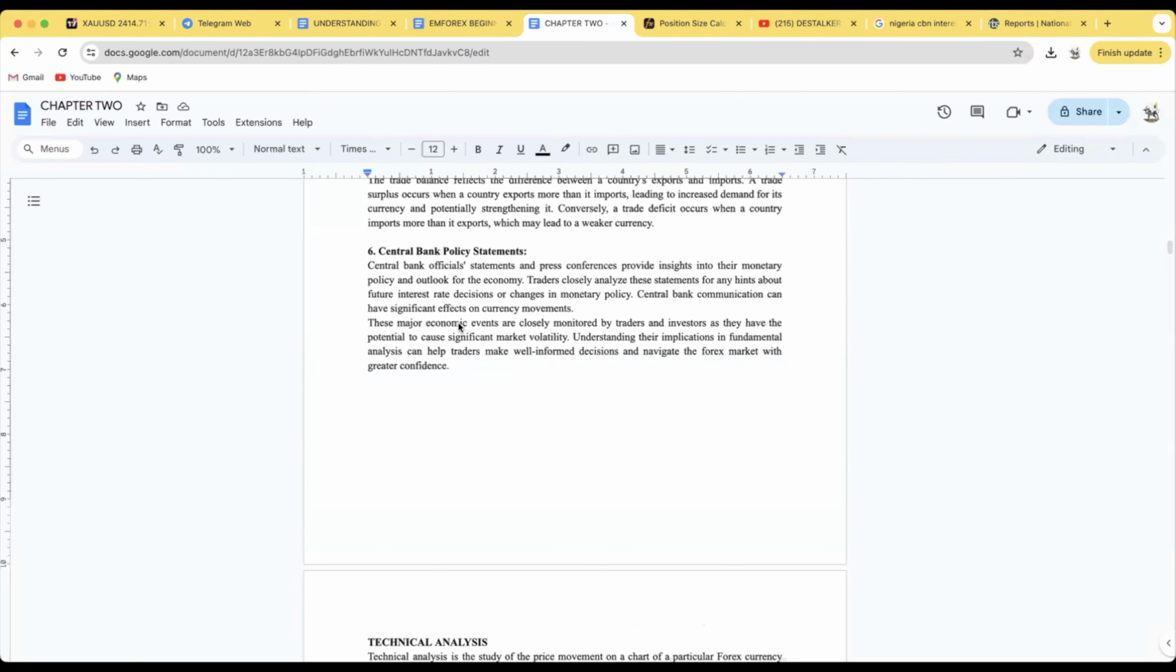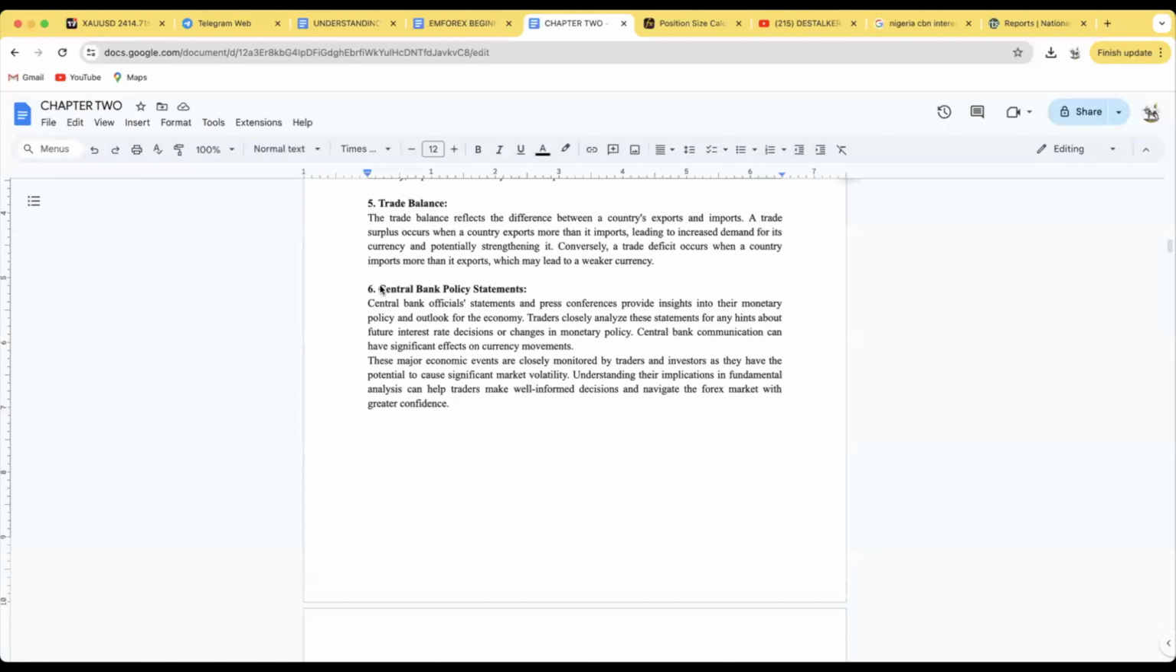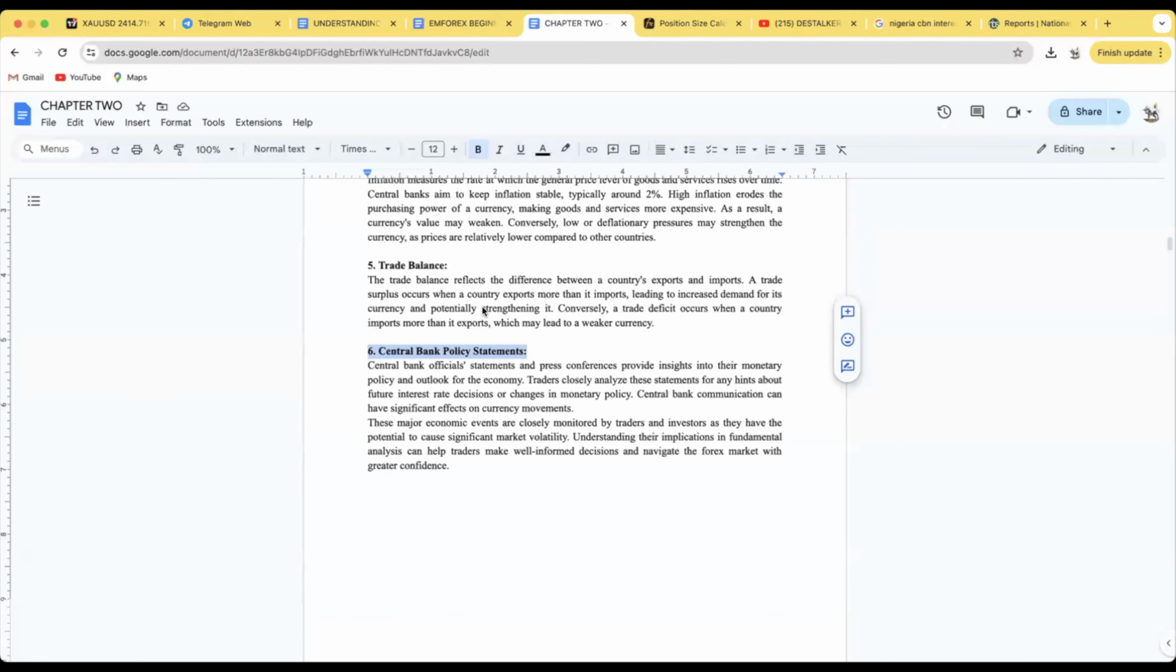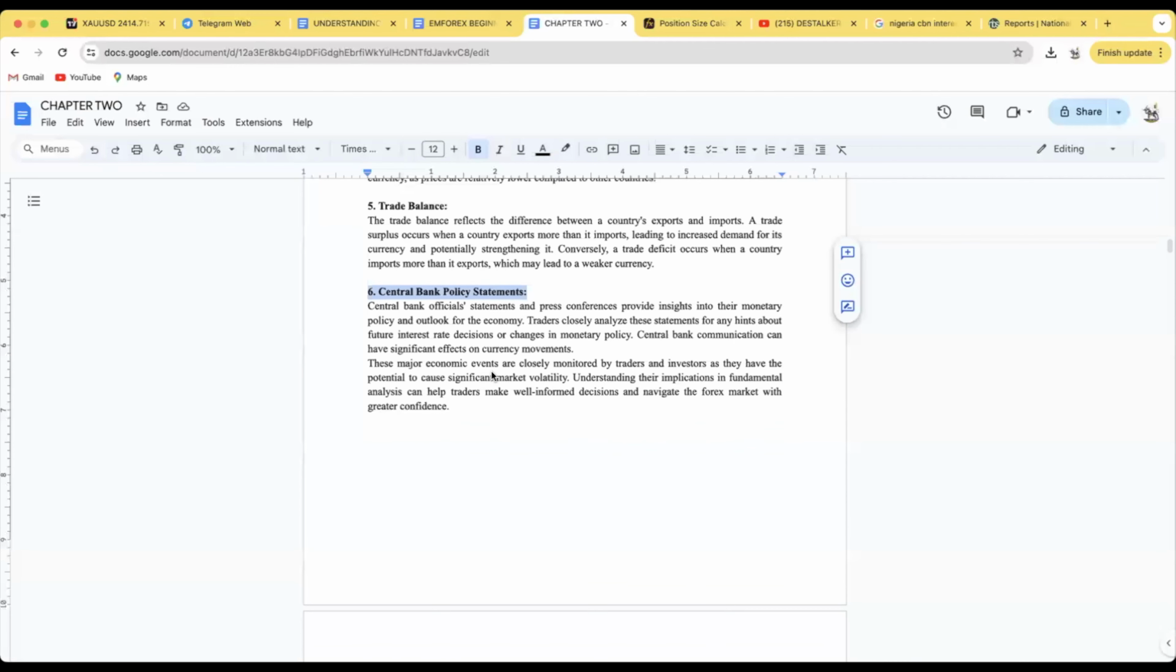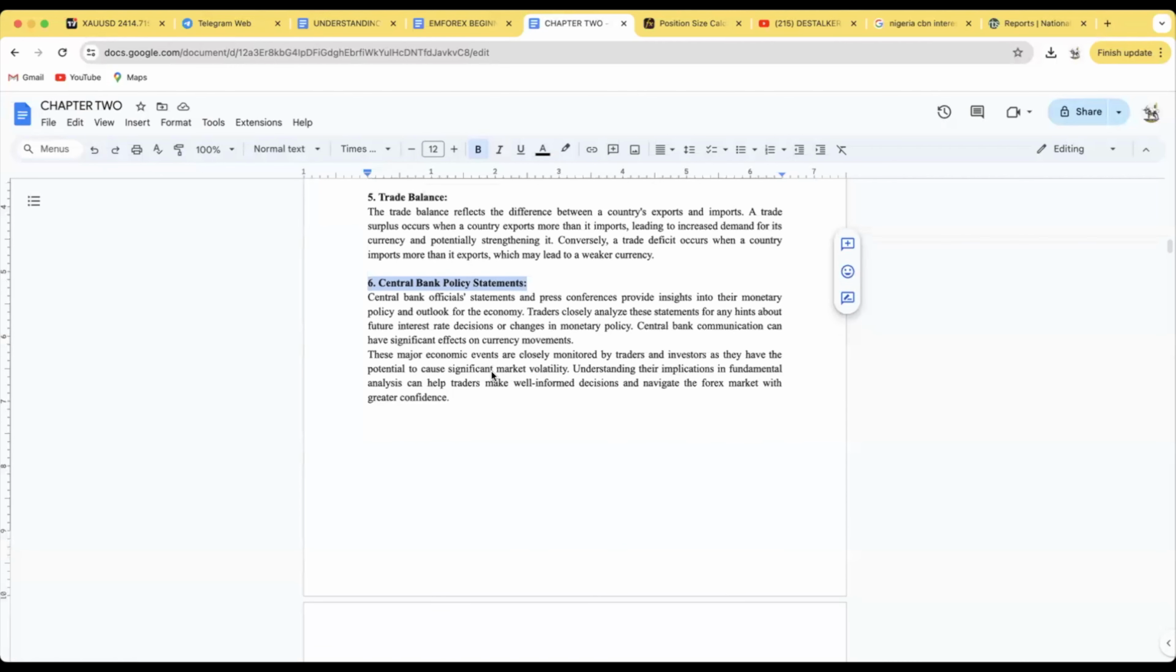There are certain things that the central bank governor will say. That's why you see this man they call Jerome Powell. That man is a very respected man in the US economy. If he comes out today and says the US government is going to increase the interest rate by so and so percent, oh my God, you see the way the market will scatter, the spikes flying everywhere. He's a very, very important person.